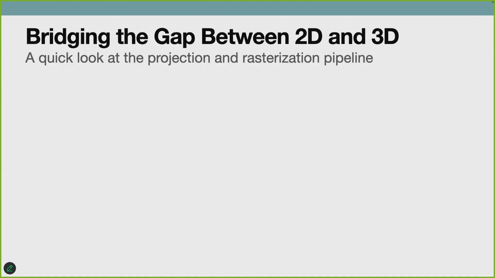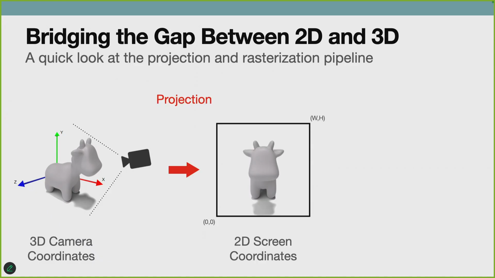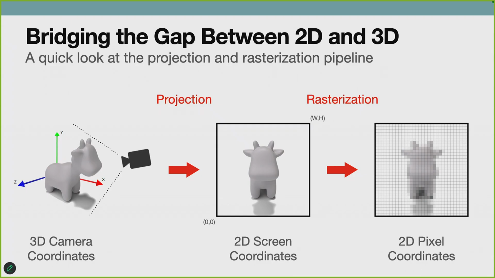So how do we actually bridge this gap between 2D and 3D? Let's look at some specifics for the projection and rasterization approach we talked about a second ago. Given some 3D object in world coordinates, we first introduce a camera and translate that object's canonical world coordinates to be defined relative to that camera, to our camera coordinates. These are still in 3D. From there, we can project the 3D coordinates of this object onto the screen space of our rendered image. And then finally, we can rasterize the screen space coordinates to get discrete color values at each pixel.